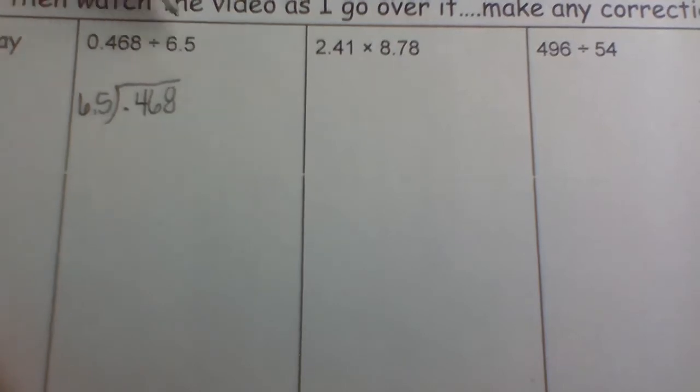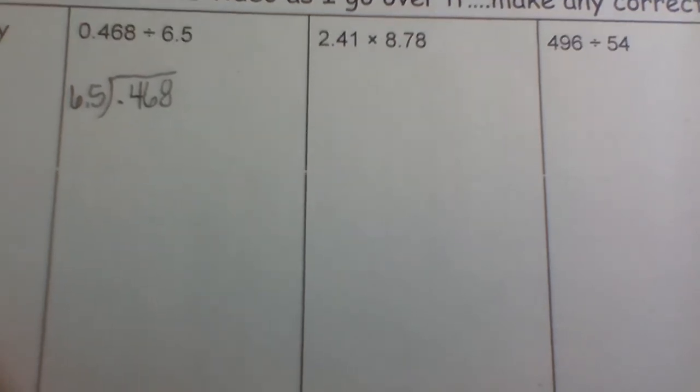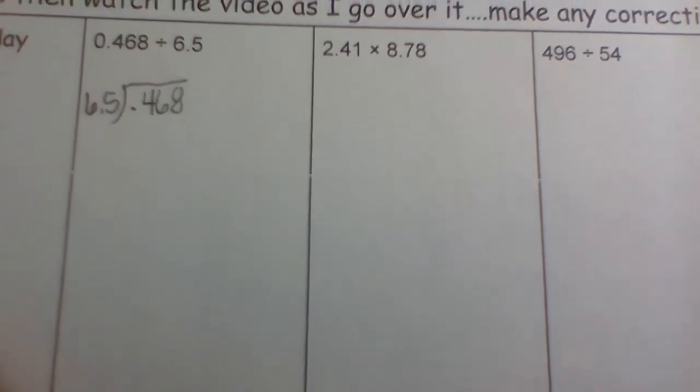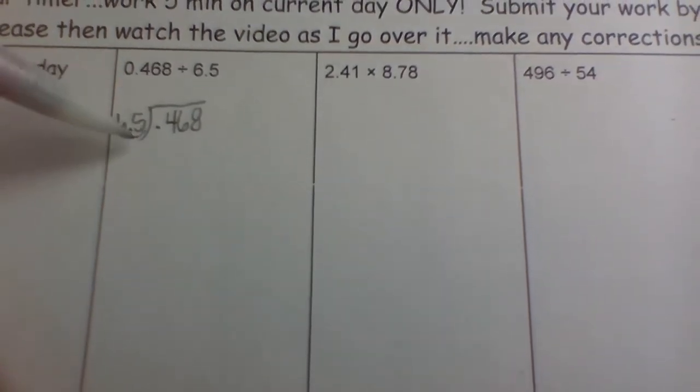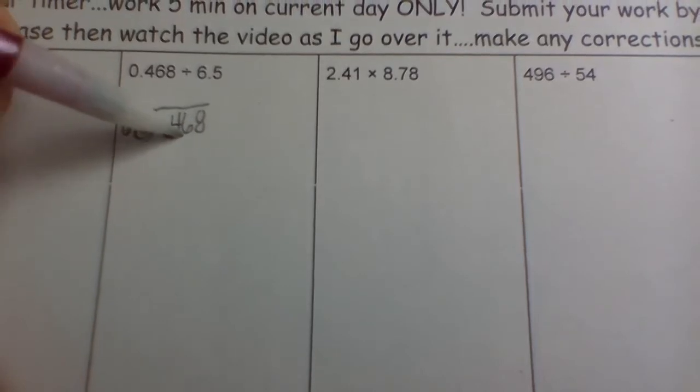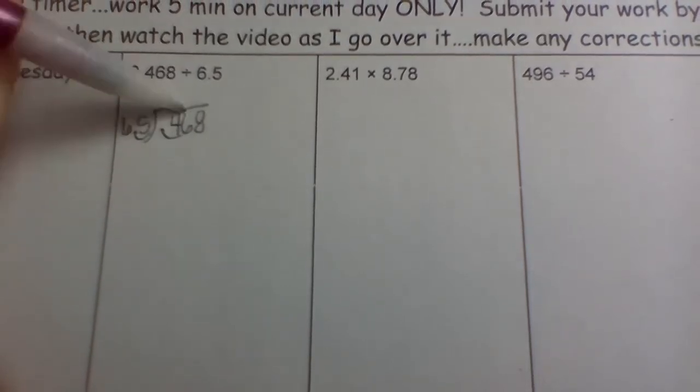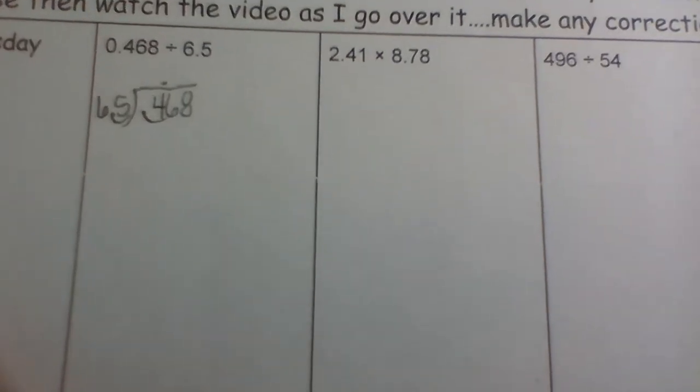We can either look here and know we're moving it one place, or it's also easy to see when we see it rewritten like this. So I'm going to move my decimal, and if I move it one place here, I move it one place here. Remember, after I move it, I bring that decimal up right away, so that helps me to see that.